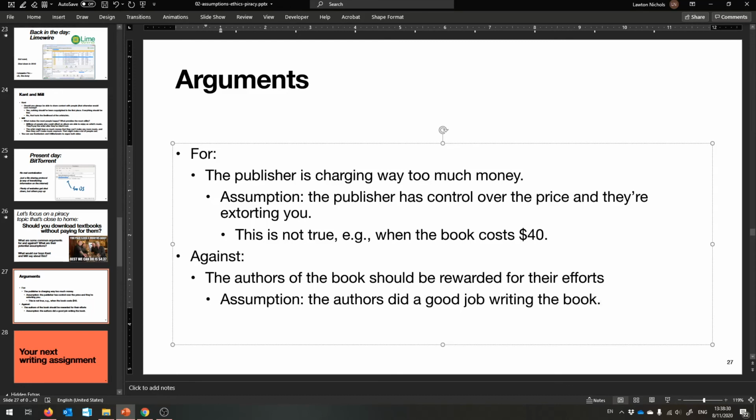And this falls apart, and I think that you might have experienced this with just a horribly written textbook. Maybe it was the fault of the instructor for choosing it, like it was not at the right level for the class, or maybe it was just shoddily made. There were grammar errors all over the place, and it just wasn't helpful for you as a student, and that is definitely a possibility. So this is not true, for example, when the book doesn't help you and you didn't like what the authors did.